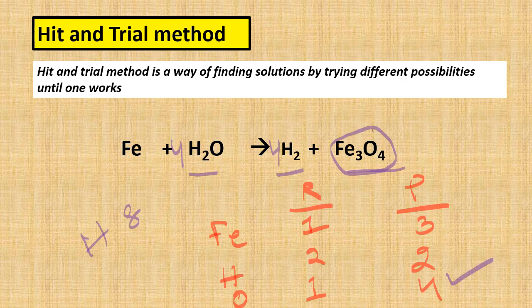Now it is the time for iron. There are 3 iron atoms in the product side, but there is a single iron atom in the reactant side. So we need to put 3 in the reactant side. Now our entire equation is balanced.